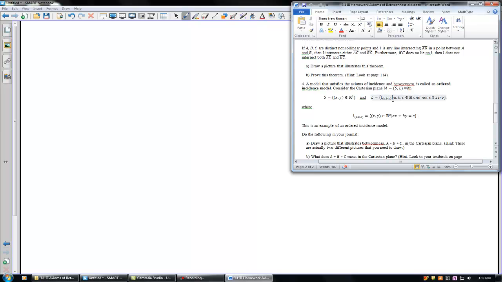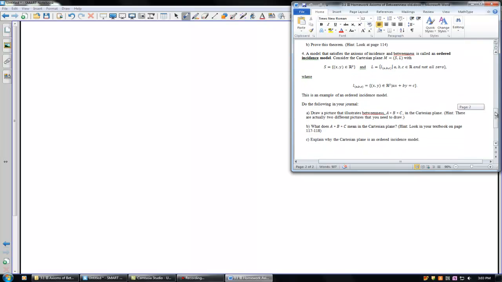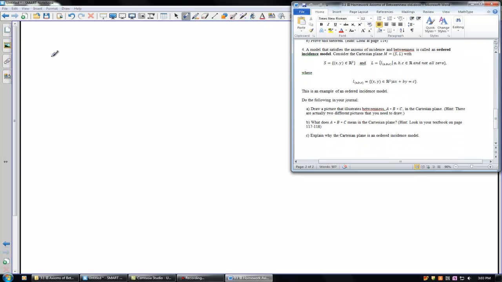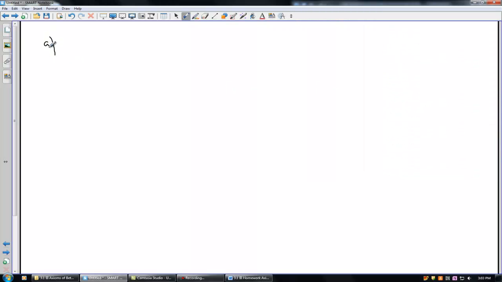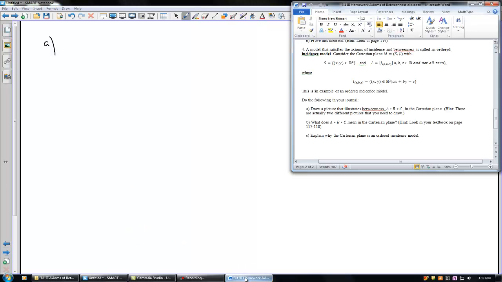The way I've labeled them is L sub A, B, C, where A, B, and C are real numbers, and not all of them are 0. So one of them can be 0, but not all of them. And then I explain what these lines are here. So this is an example of an ordered incidence model, and we're going to do the following in your journal. In your journals, you want to write some of these things down.